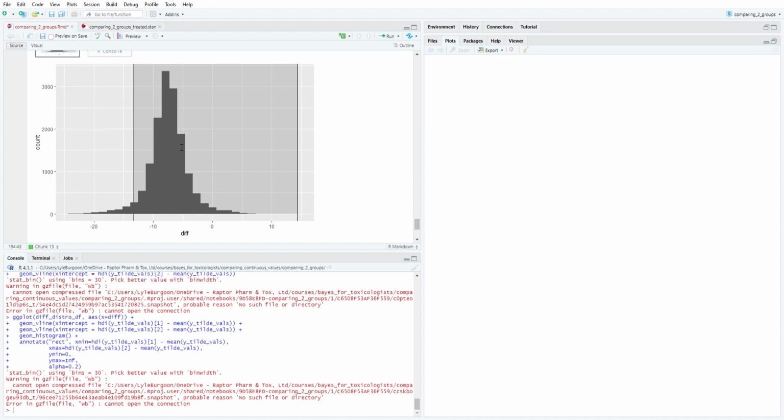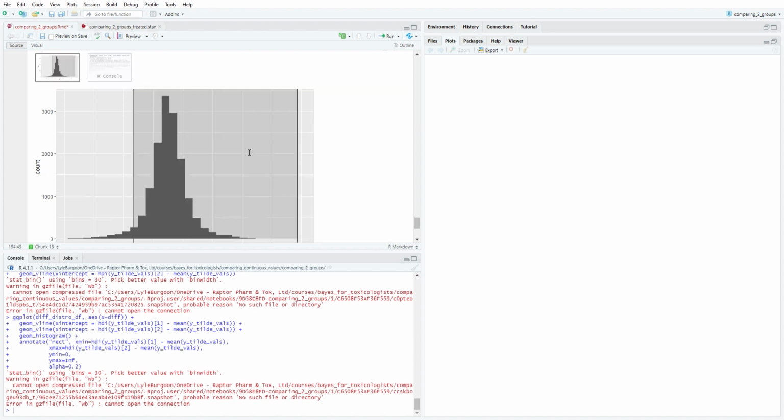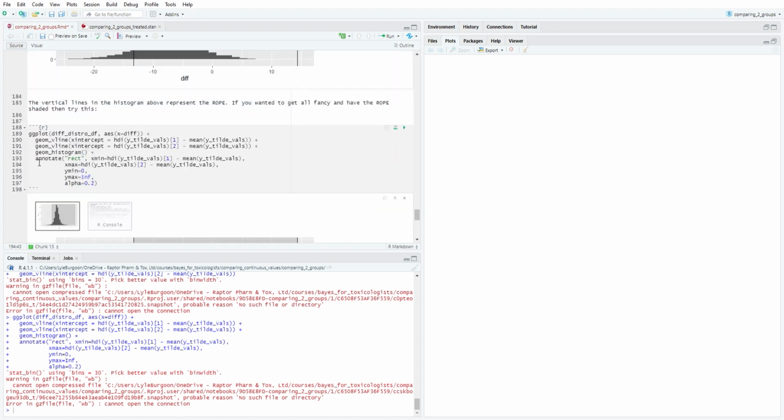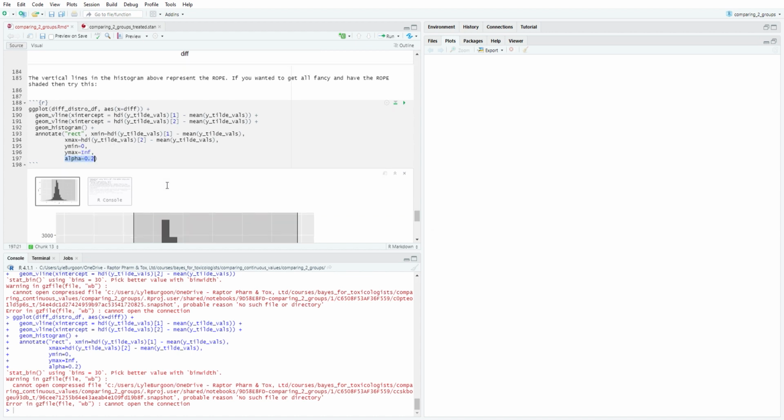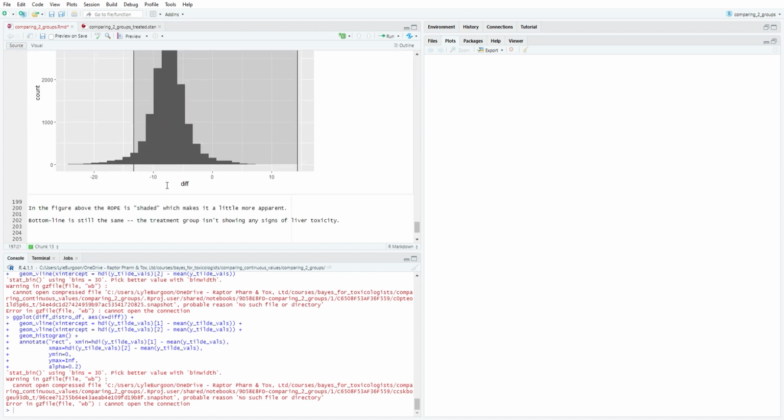Now I have a slightly shaded in area for the rope so that you can see even clearer. Oh, this part right here is the rope. The way I did that is, again, geom_vline, there's the histogram, but then I used this annotate function, which is really a lot of fun. I told it I want a rectangle. I told it where the min value is for the lines, where the max value is, where the y min and y max are, and then I told it 0.2 for an alpha. That's the transparency level. And there you go.